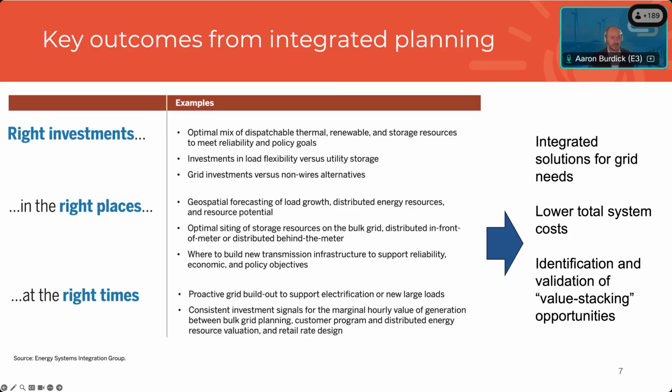And then we want that investment to happen at the right times. So we want to have the grid built out to support new loads as well as new resource needs. And we want to ensure that customers see the right incentives through their rate designs that signal when the grid has value for their resources. So in combination, integrated planning can lead to new solutions to meet grid needs that can lower total system costs. This can be done through identifying and validating value stacking opportunities.